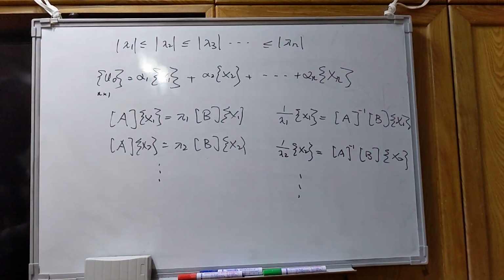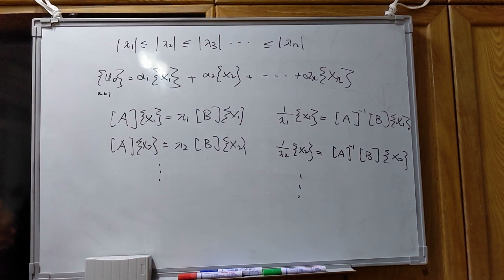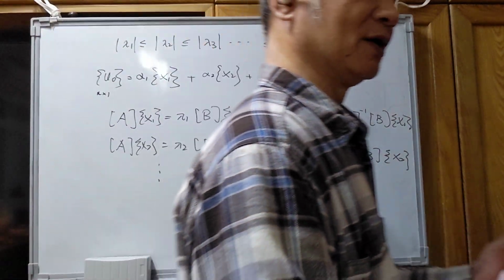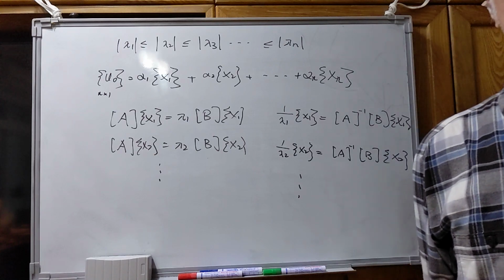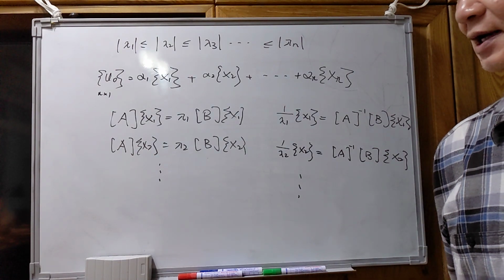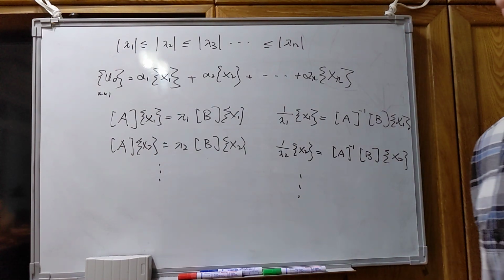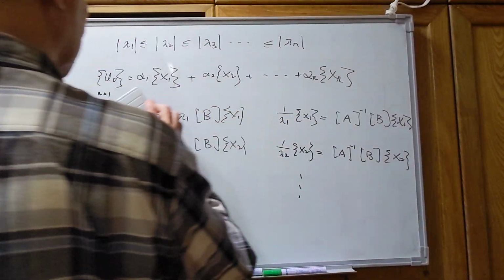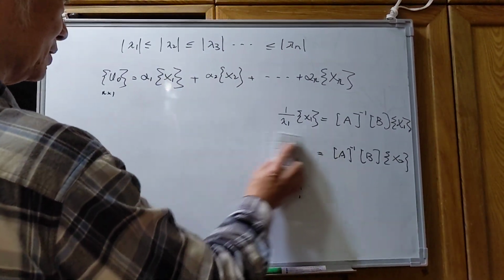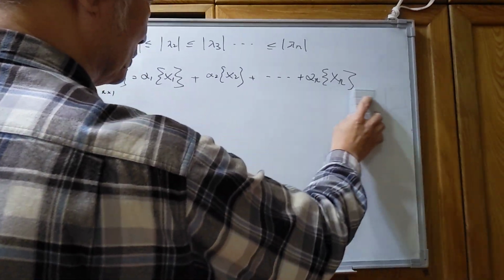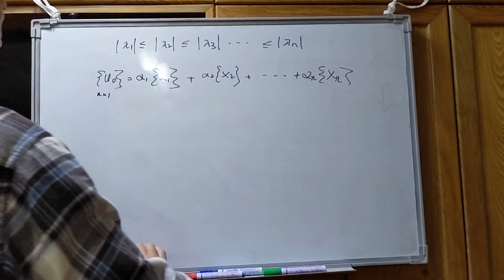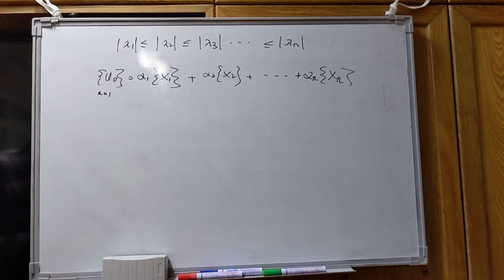So A inverse B x1 will be equal to 1 divided by lambda 1 times x1. A inverse B x2 will be equal to 1 divided by lambda 2 times x2. Okay. So if the u0 can always be expressed like this one, then what is the u1?